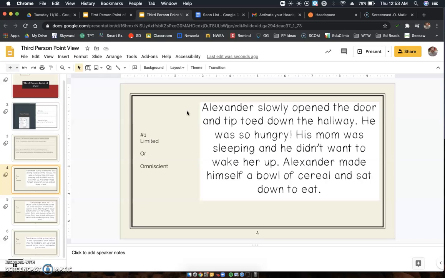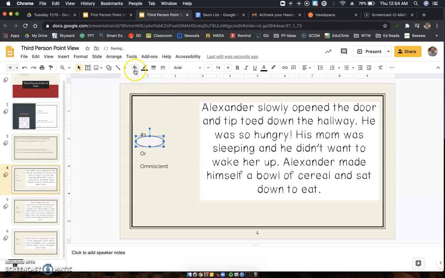Okay, so in the story here, we know there's two characters, Alexander and his mom, but we don't know what's going on in his mom's head, right? We don't know what she's feeling or thinking, and as a matter of fact, she's asleep. Of course we don't know what she's thinking. She's not thinking anything. So we do know what Alexander is feeling. He feels hungry. He feels like he doesn't want to wake her up. And so what we do know is that this is third person, and who can we see inside their head for their thoughts and feelings? Only Alexander. So go to shapes, do a circle here. We know that this is limited, right? Because we only get to see inside of one person's head.